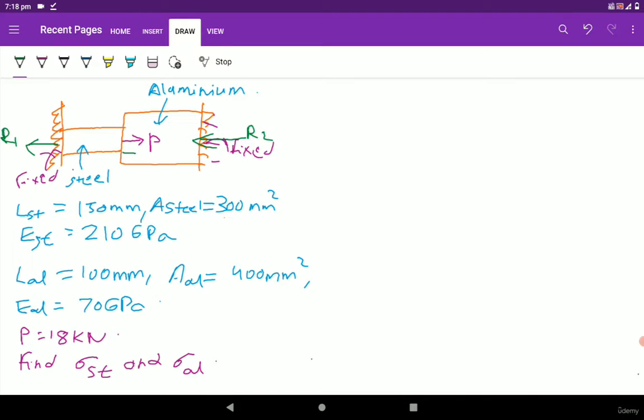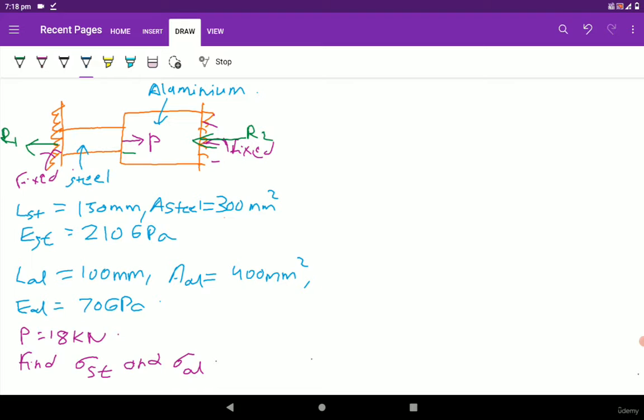So let's solve. We have already talked about the methods of approaching this type of question. First we have to find the equilibrium condition, and second the compatibility equation. So let's find the equilibrium condition first. Sigma of Fx is equal to 0 for the equilibrium condition.